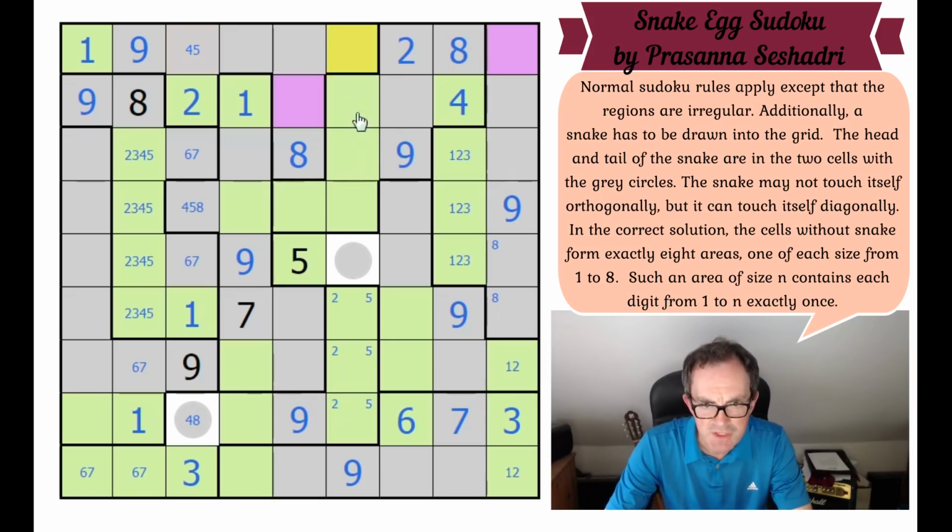We know that this region here has to contain all the digits from 1 to 7. So where does the 1 go? The 1 can't go here, can't go here and here. The 1 must be in one of those cells.